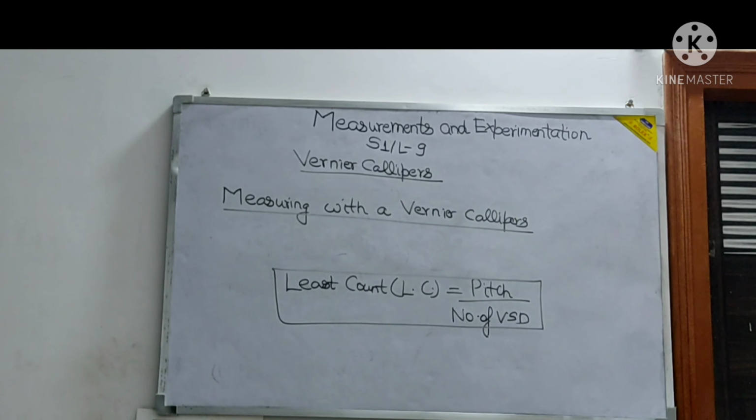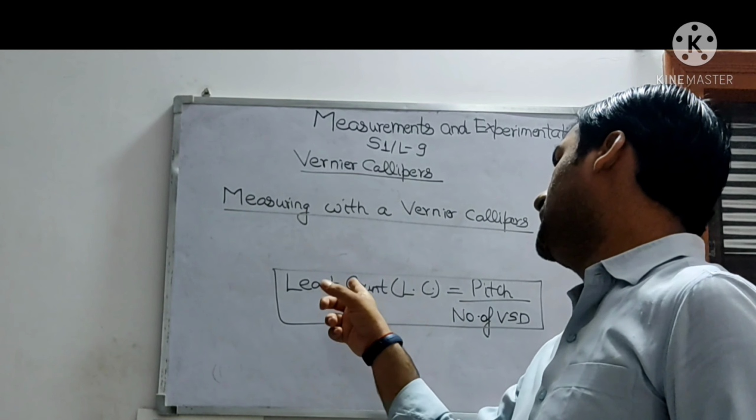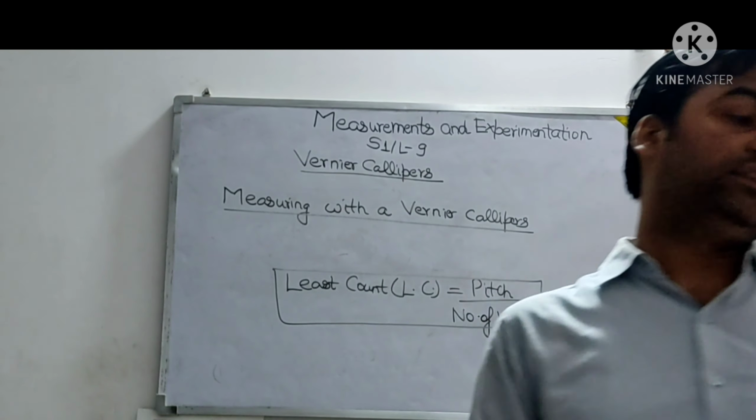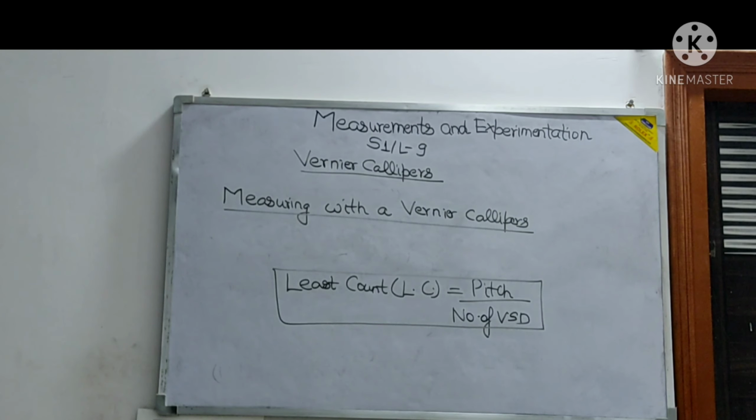Sometimes the question says the main scale of a vernier caliper reads 4.7 centimeter. This is not the thing. It will read like that: if one main scale division is 1 mm, then the value of one main scale division is the pitch, and if the least count is there, it is pitch upon the number of VSD. That way you can understand it. Both these things you will write in your class copy, and this completes vernier calipers. Only numericals are left, and after doing the numericals, you start with the screw gauge or micrometer screw gauge.